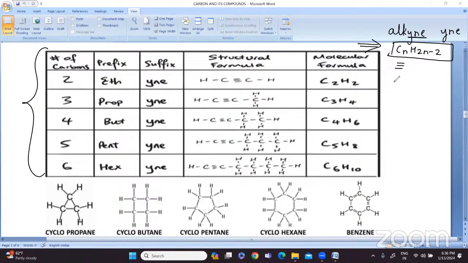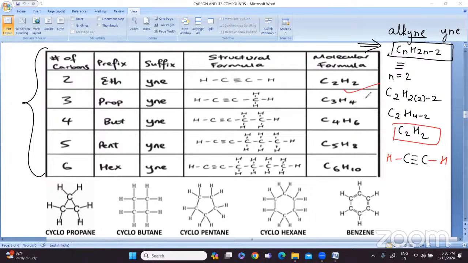Now, when n is equal to 2, then it will be C2H(2 times 2 minus 2), so C2H4 minus 2. It will be C2H2. So there are two carbon atoms. Between the two carbon atoms, there is a triple bond. And there are two hydrogens. So this is the structure.